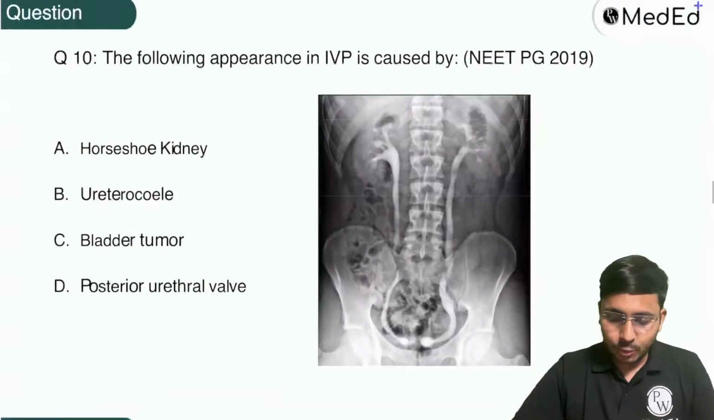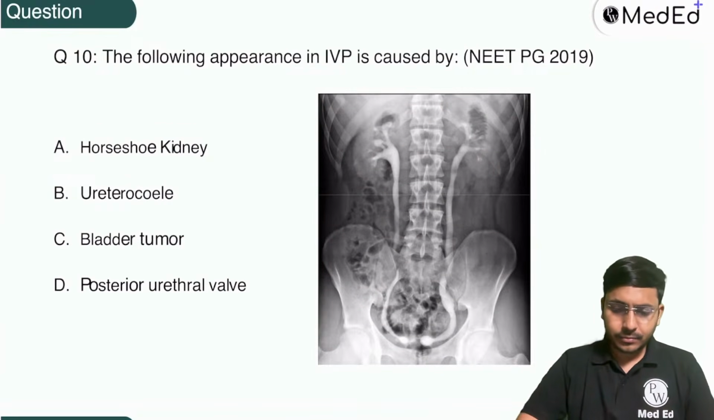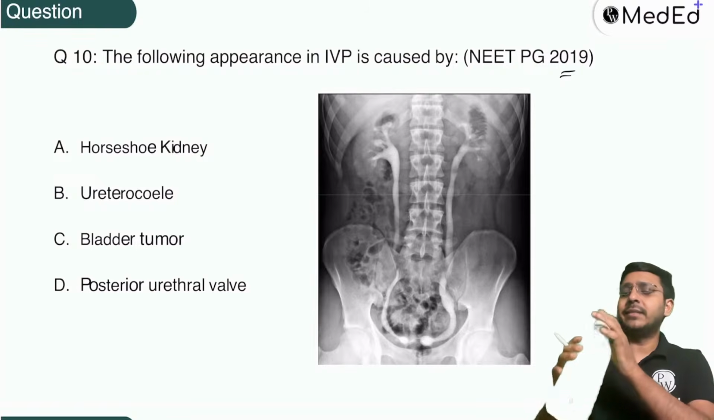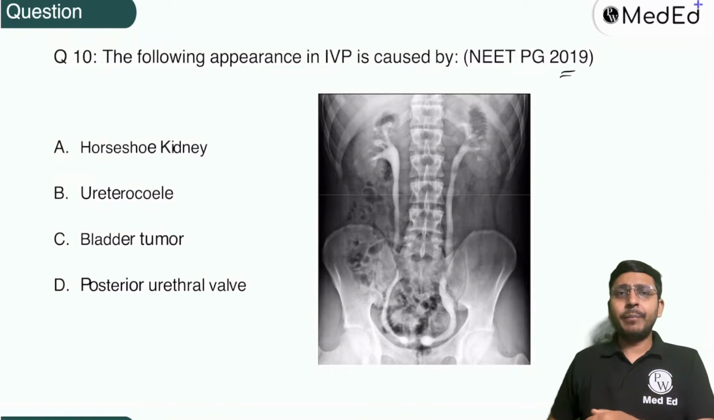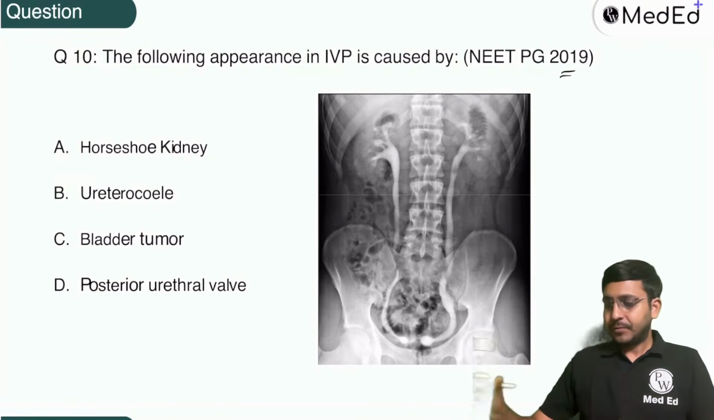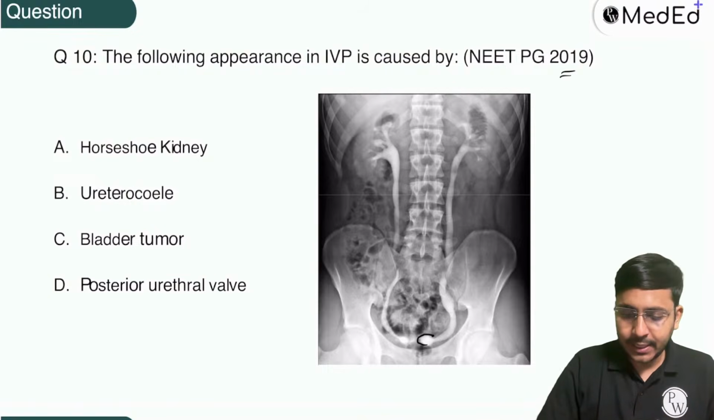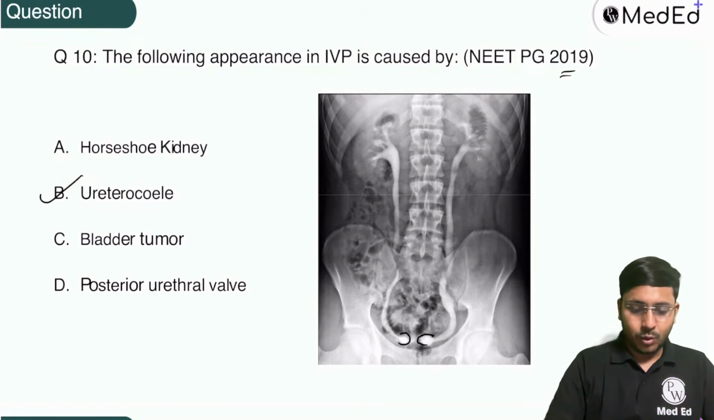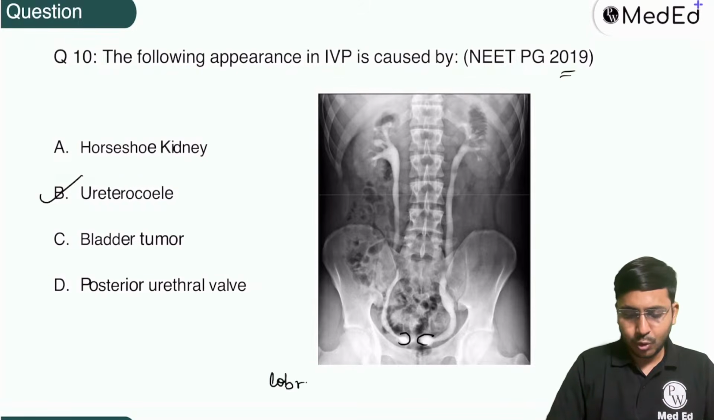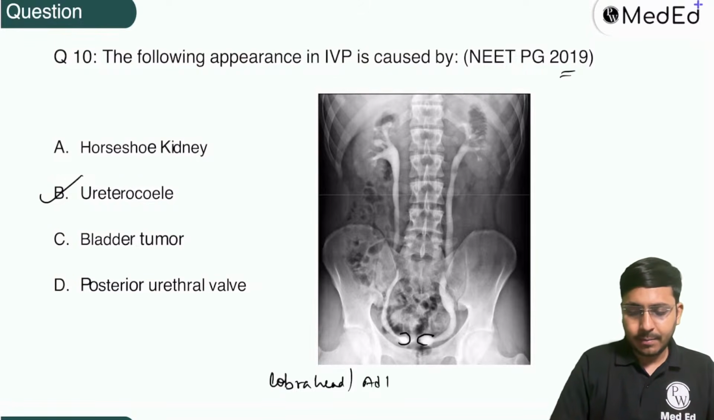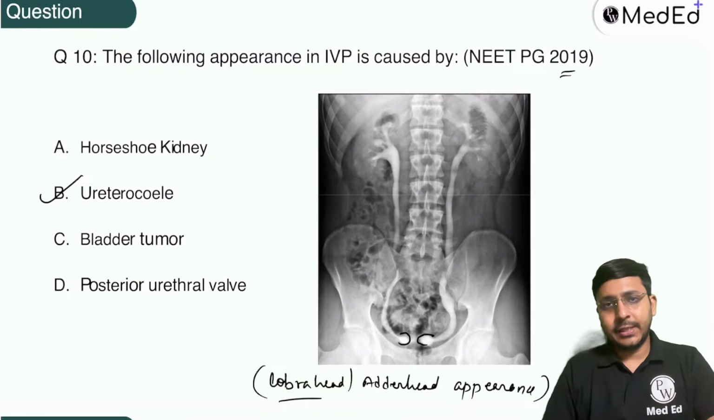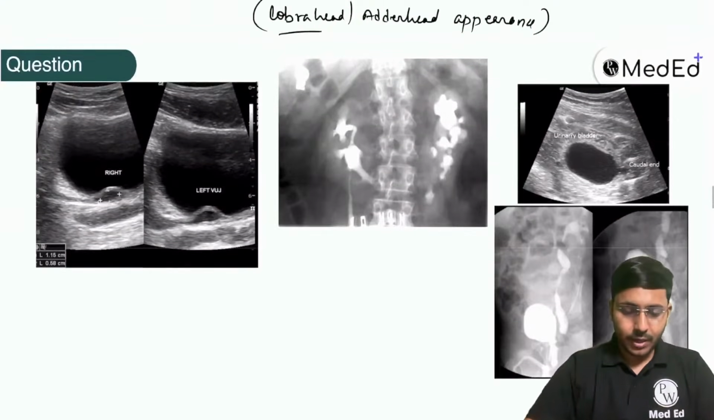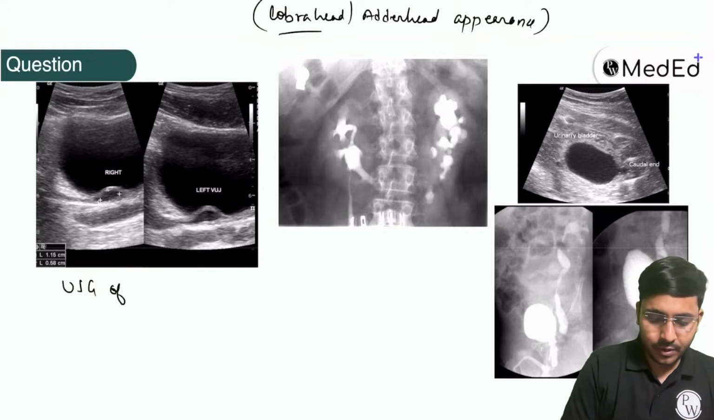Right? Now let's come to the next question. Easy. Tell me what is the diagnosis? Very, very easy. The following appearance of IVP is caused by? You see that there is cystic dilatation in the distal end of the ureters. And what is this appearance known as? Cobra head or adder head appearance. So this is a ureterocele. These are bilateral ureteroceles.